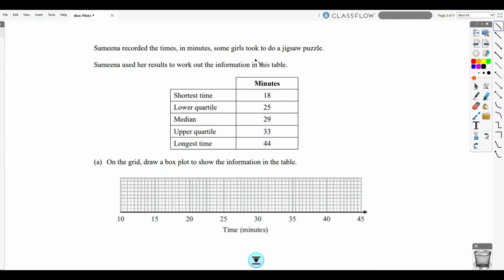So we're looking at our shortest time, which is 18. This time it's 1 box for every value. So 18 will be 3 across. So let's draw a small line there. And then the highest value is at 44. 1, 2, 3, 4. Next, the lower quartile is at 25. The median is at 29.